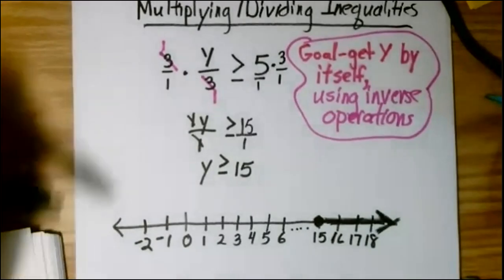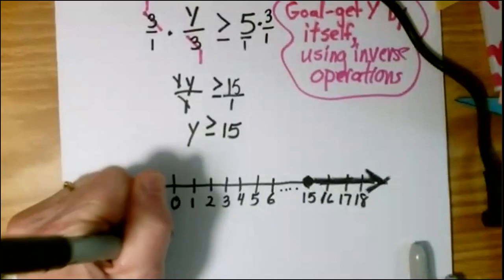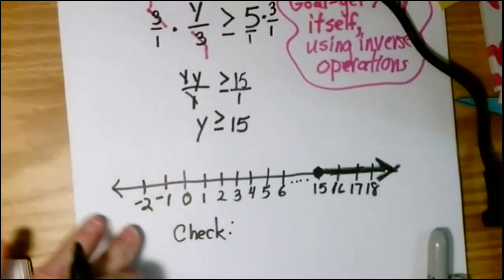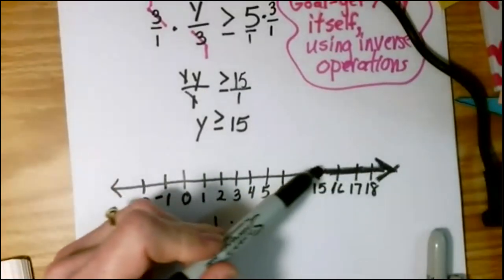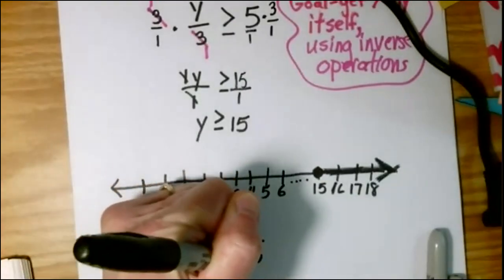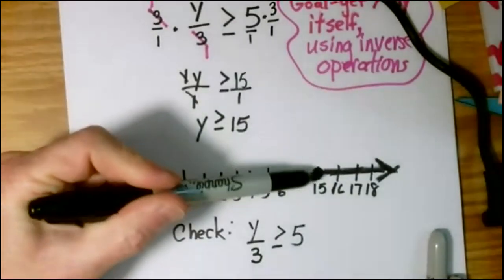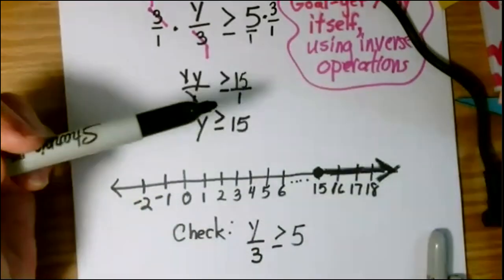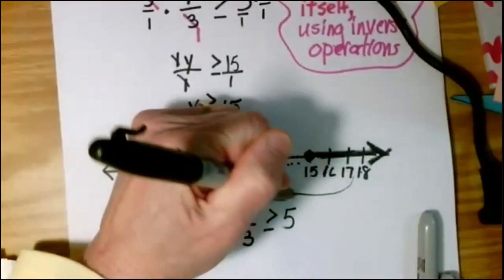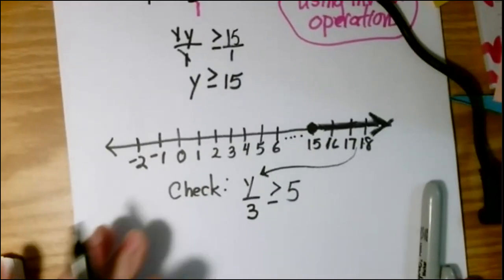Now we have to check, make sure that we did it right. Make sure our solution is correct. So we're going to check by picking a number that is within the shaded area of our graph. So we write the initial problem, y over 3 is greater than or equal to 5. That was our initial thing. And now we're going to pick a number along this part of the number line. So I'm just going to pick 18. If I plug 18 in for y, I should get a true statement if I solved my inequality correctly.